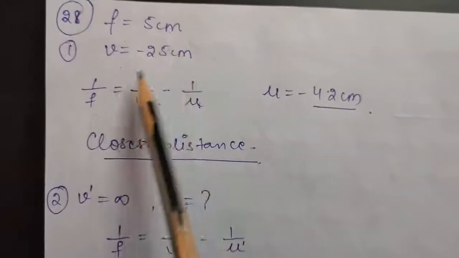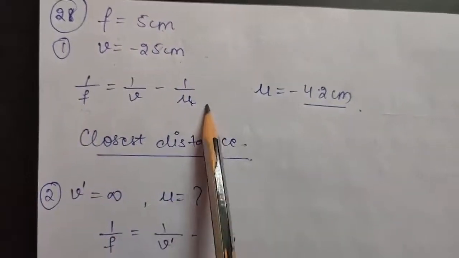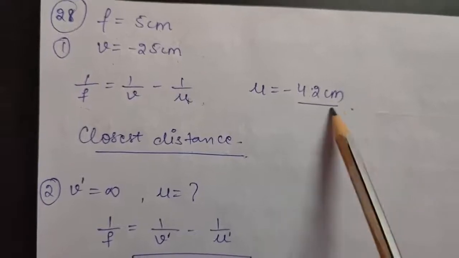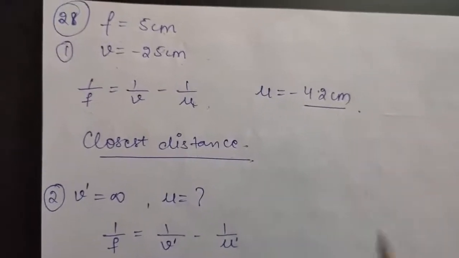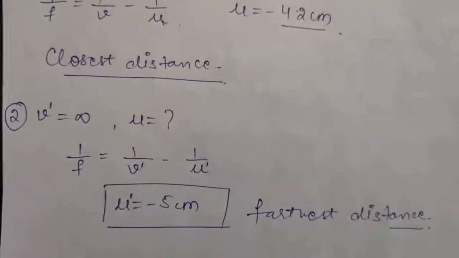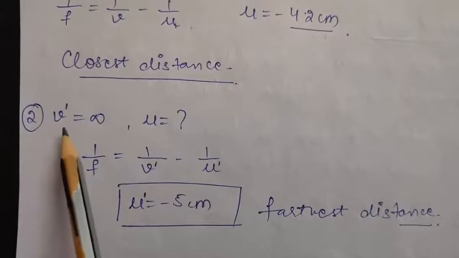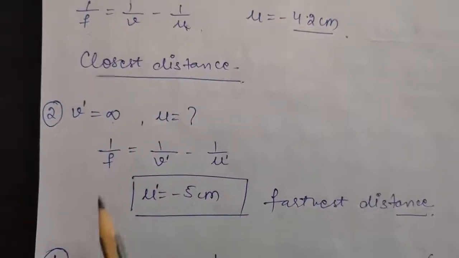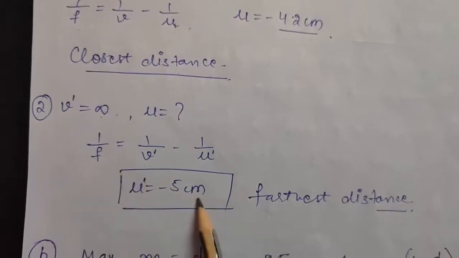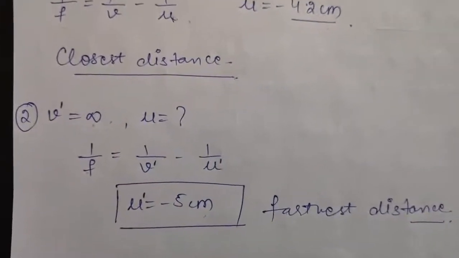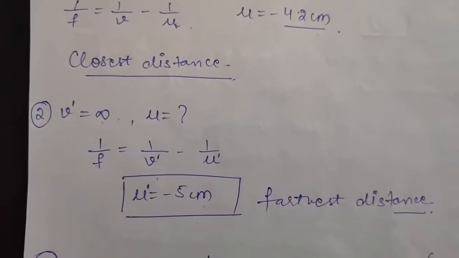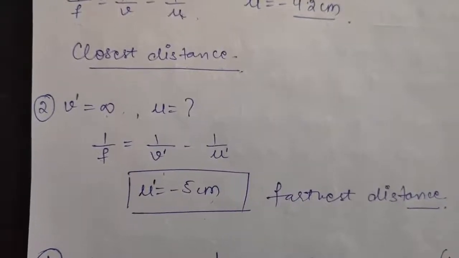Now you know the focal length, you know v, so just calculate u by using the lens formula. That will come to be minus 4.2 centimeters. So this is the closest distance of the object from which the man can see it clearly. Now to calculate the farthest distance, we will take the image to be forming at infinity. Again you know the focal length and the position of the image, so calculate u. That will come to be minus 5 centimeters. Here I am denoting it by u dash. So this is the farthest distance from which the man will be able to see clearly.